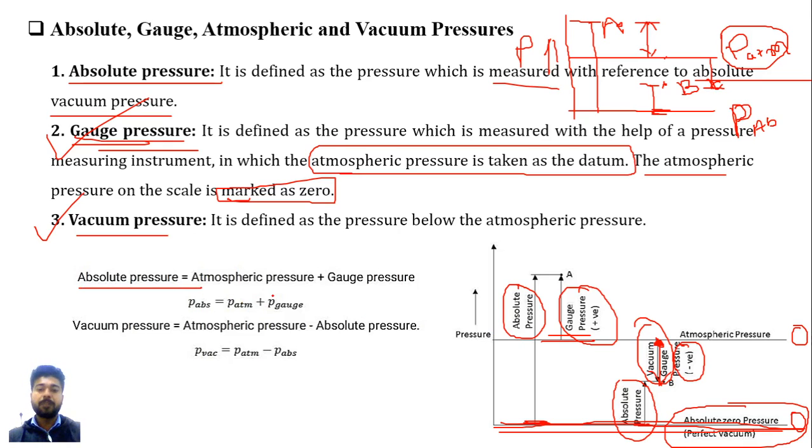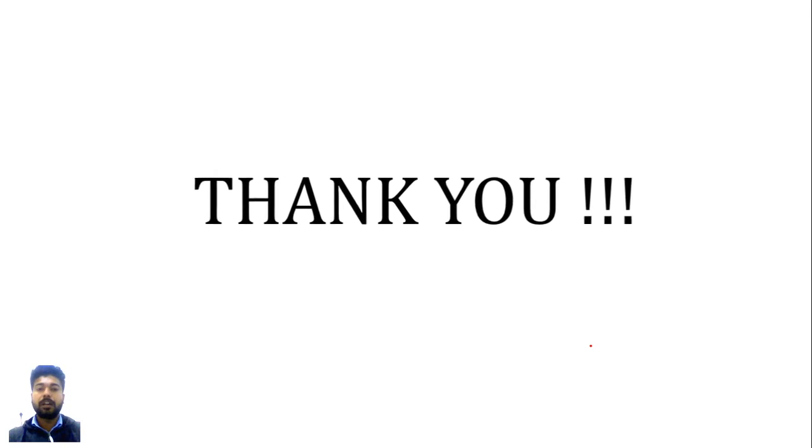So the absolute pressure is atmospheric pressure plus gauge pressure. For this point, this absolute pressure is this atmospheric pressure plus this gauge pressure. Okay, so absolute pressure is the summation of atmospheric pressure, means this much up to this, and gauge pressure up to this. And the vacuum pressure is atmospheric pressure minus absolute pressure, means this atmospheric pressure minus this vacuum, you take the negative of this, then you have this P vacuum pressure. Okay, so thank you. This was all about today's lecture.